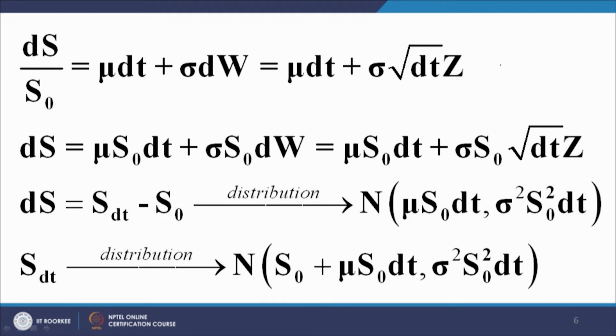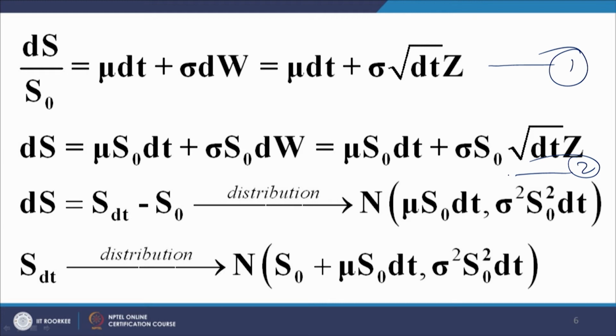This is what we had from the previous equation. I write it as equation number 1 on this slide. This represents our model of the stock price, which is consistent with the assumptions that we have made about the stock price. And from this expression, we can write ds in the form of equation number 2, which is a straightforward cross multiplication throughout by S naught.